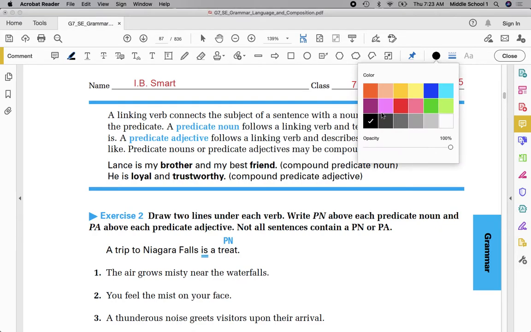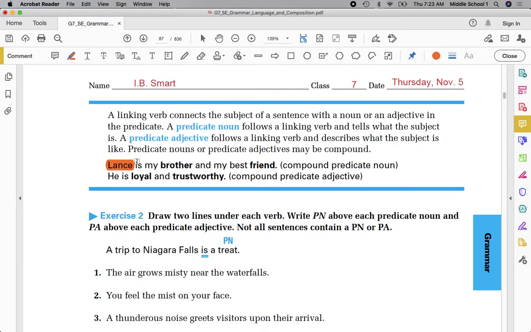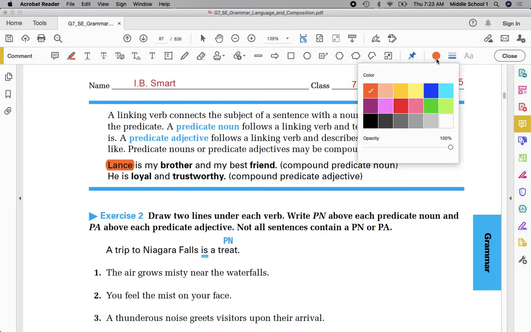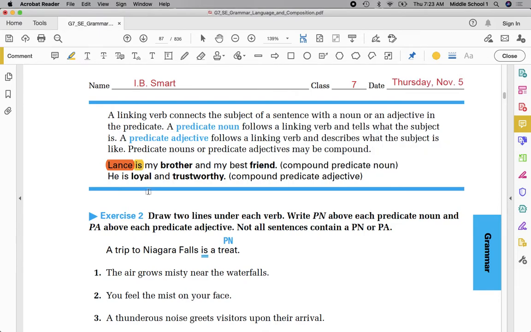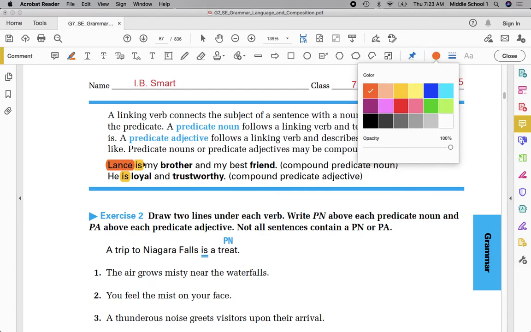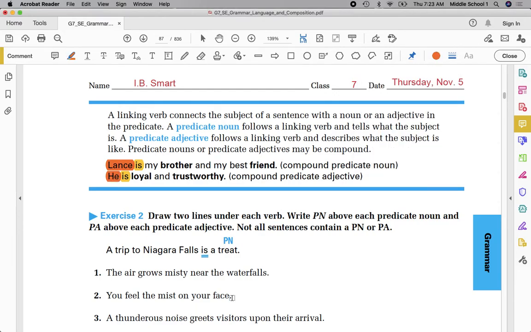Again, I think it's extremely helpful if you go through and identify the subject as well as the verb, and if there are any prepositional phrases. Lance is my subject in this first sentence. What is my linking verb? Is. Subject, he. Linking verb, is. I would do that for every sentence.